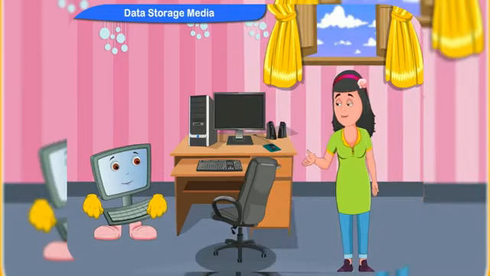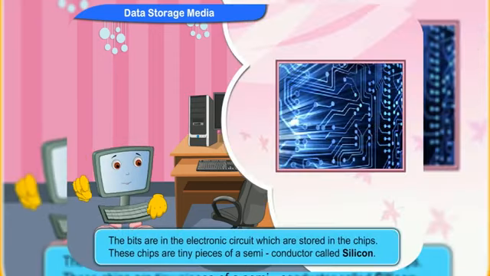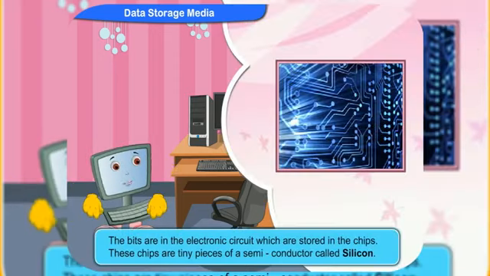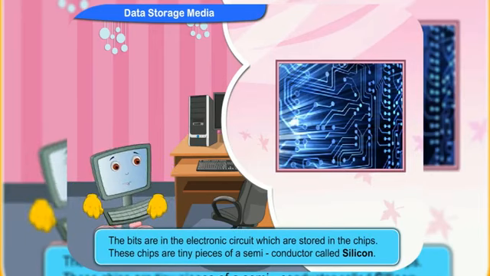Where are these bits found in the computer? The bits are in the electronic circuits, which are stored in the chips. These chips are tiny pieces of semiconductor called silicon. Millions of circuits are assembled on each chip.